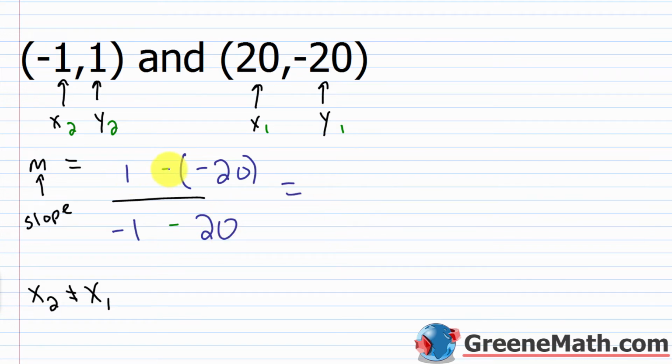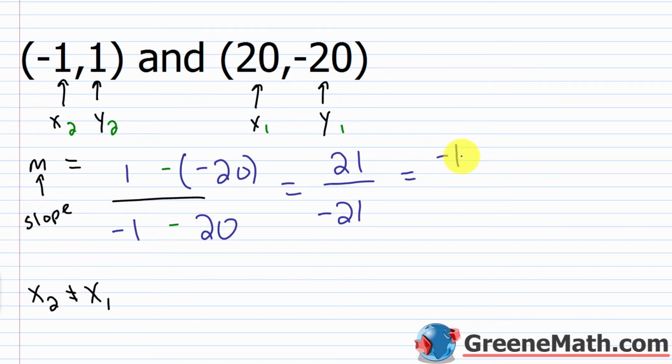Okay. So what are we going to get? We have 1 minus a negative 20. That's the same thing as 1 plus 20. That's 21. This is over negative 1 minus 20, which is negative 21. So again, you see it's going to be the same thing. 21 divided by negative 21 is negative 1. So this is negative 1.